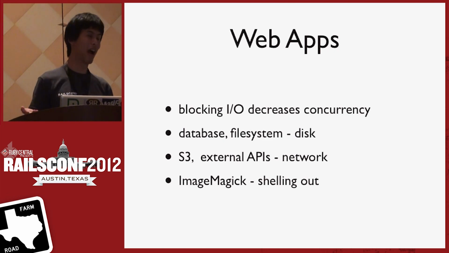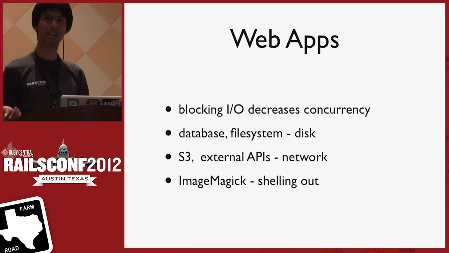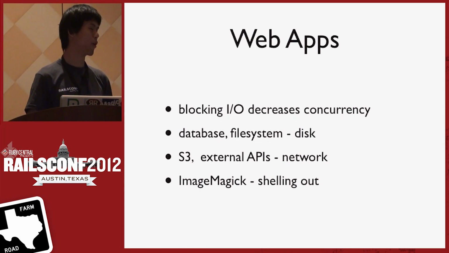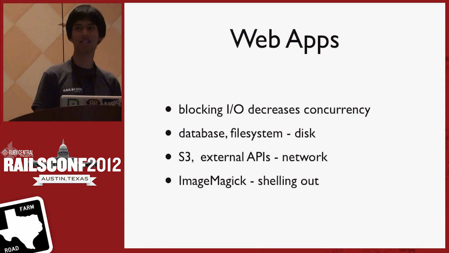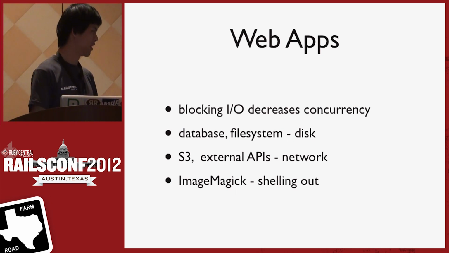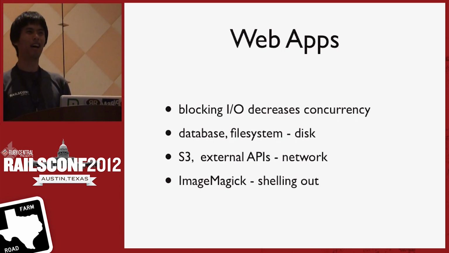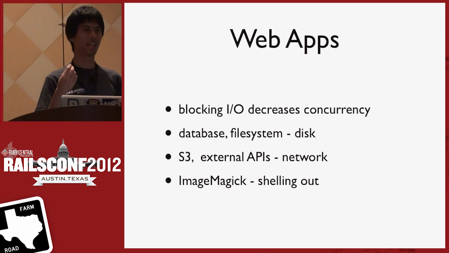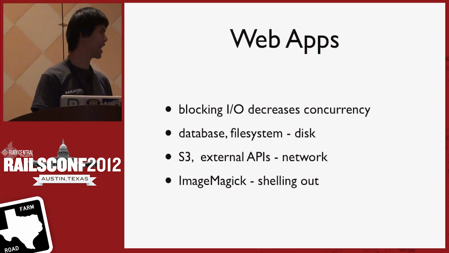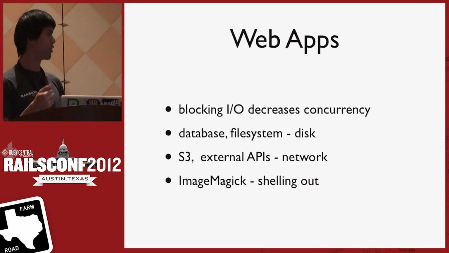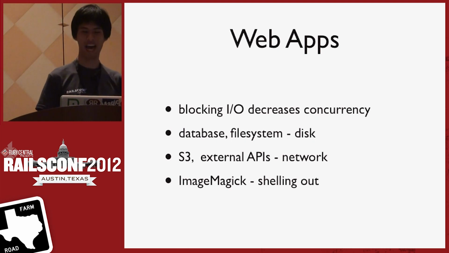So inside all of our apps, I know we all do a lot of database access, file system access, which is going to touch the disk. And if we use any external APIs, say we store something in S3, that's going to go out across the network. And even more insidiously, if we use some external program like ImageMagick, just the act of shelling out to another command and reading output from that command, that's also blocking I/O.